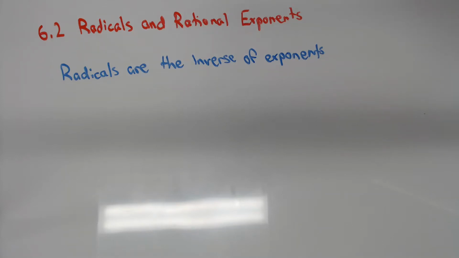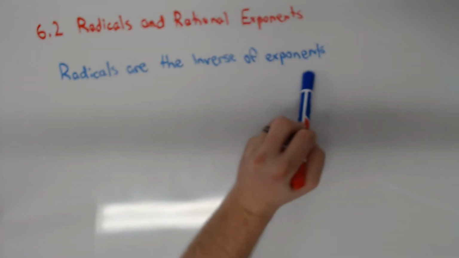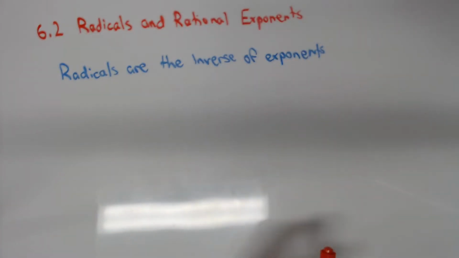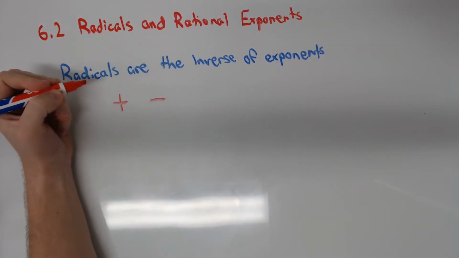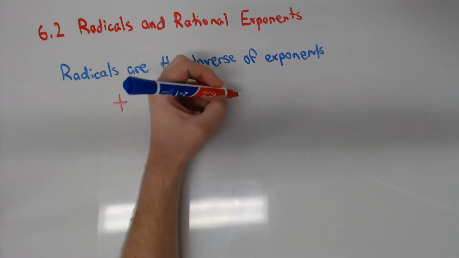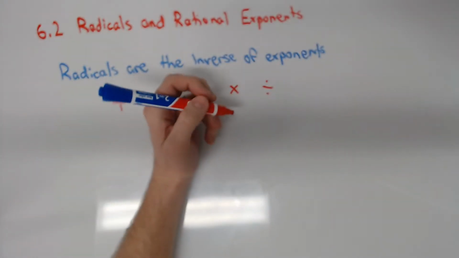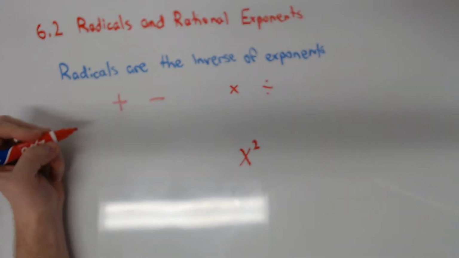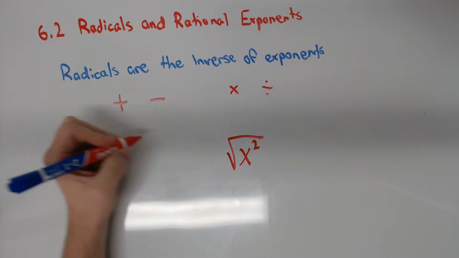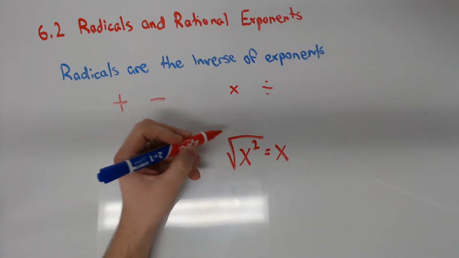Lesson 6.2 is about radicals and rational exponents. So radicals are the inverse of exponents. Just like addition and subtraction are inverse operations, they can undo each other. And multiplication and division are inverse operations, they can undo each other. If we're going to have exponents, we should have a way to undo an exponent. So that's what radicals or square roots are for.